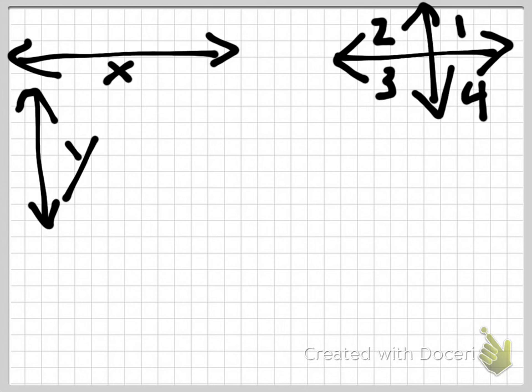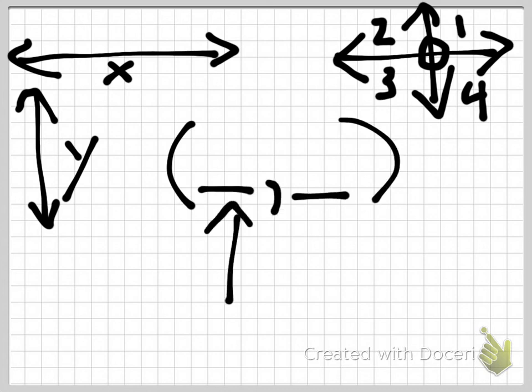X values can be positive or negative. Y values can be positive or negative. We always begin at the origin, which is right here in the center where these things meet. And then we're going to start with our x value first. So that's going to be the first number in our ordered pair. Always going to think about that one first. You might have to move to the right if it's positive, move to the left if it's negative.